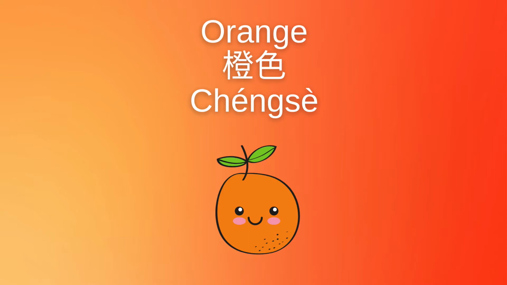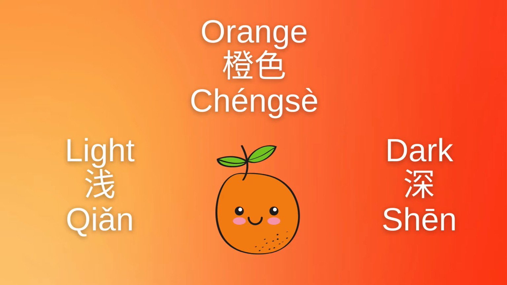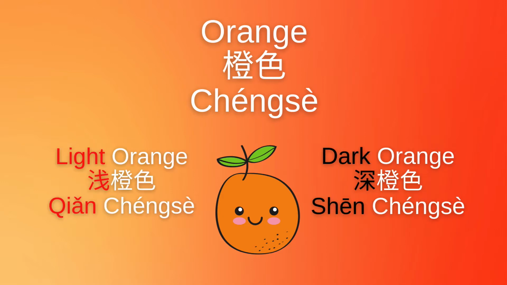Now, let's learn two more very useful words when it comes to colors. The first one is 深, second tone. It means dark. Next, 浅, third tone. It means light. Both of these words can be added before a color word to describe a color's intensity.